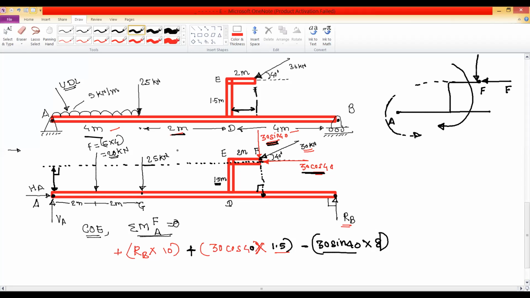Next force is 25 kilonewton. For 25 kilonewton, the distance from point A is equal to 4 meter. So 25 into 4, and this is minus. Next, 20 into 2 meter. Again, this is minus because it is clockwise. So this is equal to 0. And now find out the reaction RB.